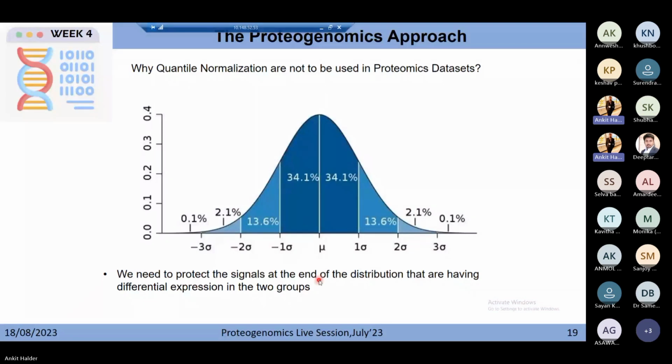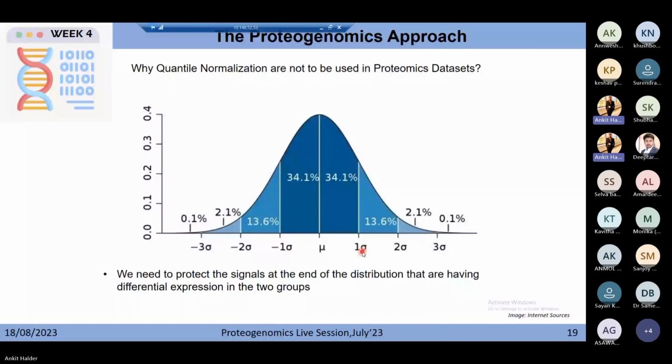Those which are different will generally follow that, and especially after 1.96 standard deviations, mostly our values remain within the 95% confidence interval. Beyond the 95% confidence interval, what we get are those proteins which are differentially regulated. So that's why we need to protect our signals at the ends of the distributions that have differential expression in the two groups. For making our data more robust or minimizing the noise, we cannot lose our data in this manner.